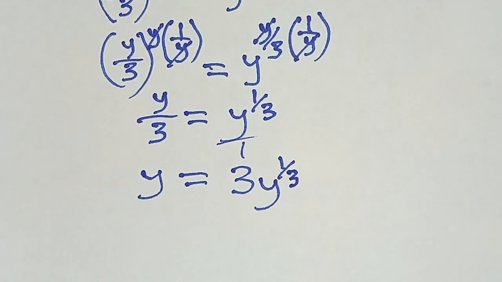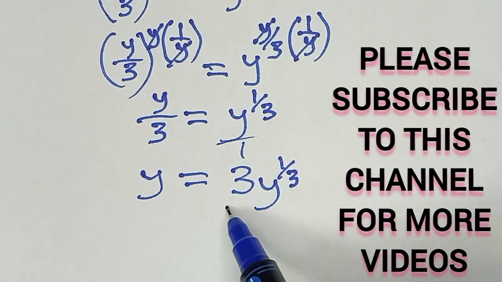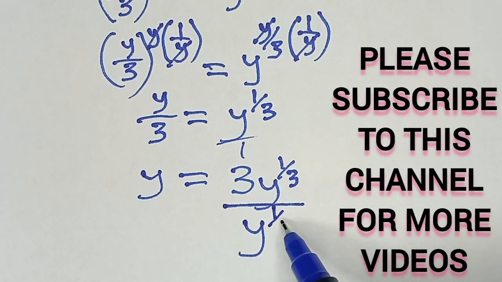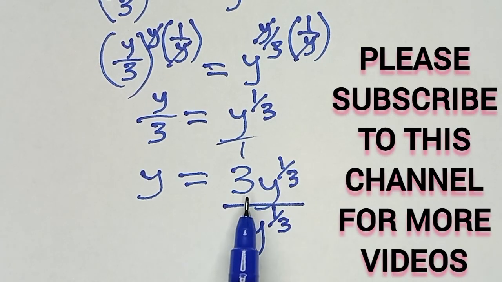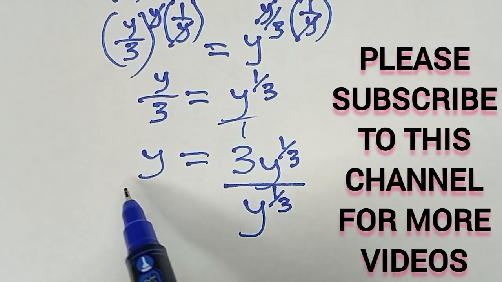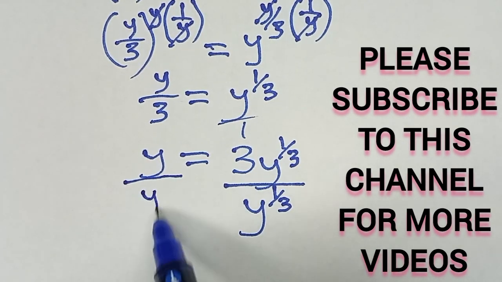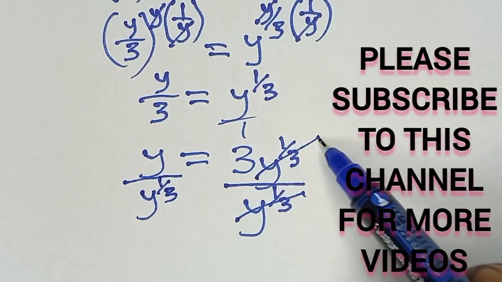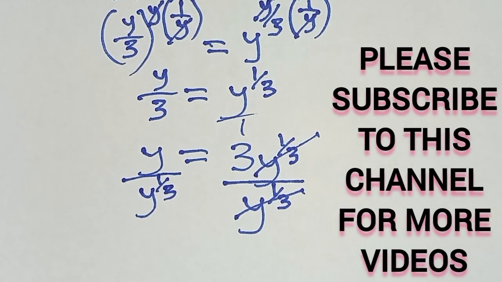Then what I can do next now, I can simply divide both sides by y to the power 1 over 3. I want to leave 3 alone on this side. So I divide both sides by y to the power 1 over 3. Also divide this side by y to the power 1 over 3, so that this will cancel this and I'm left with 3 on this side.